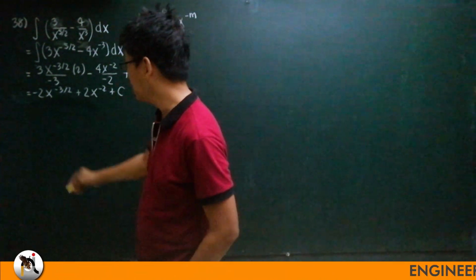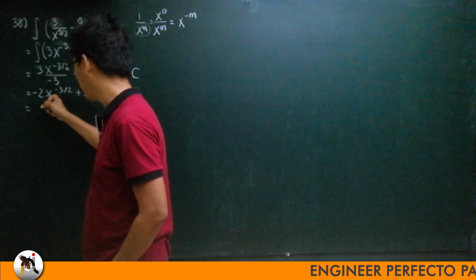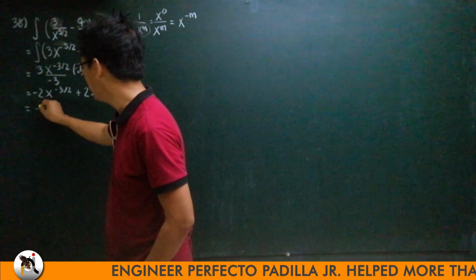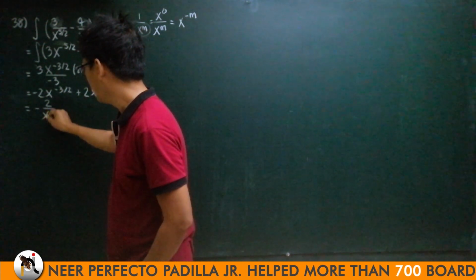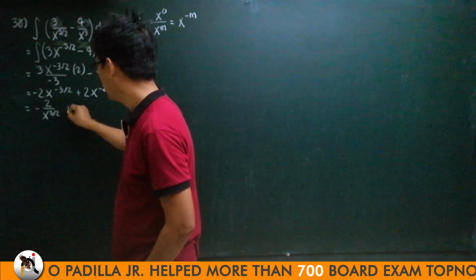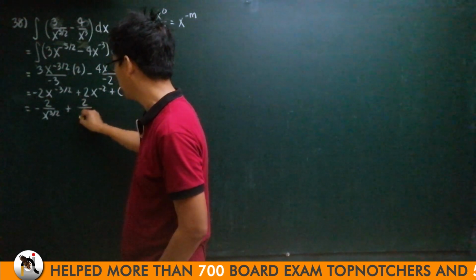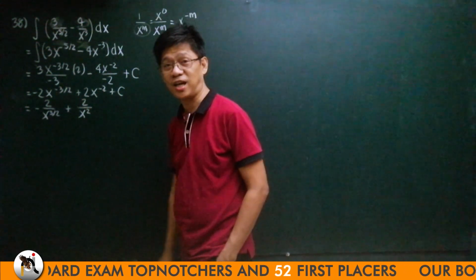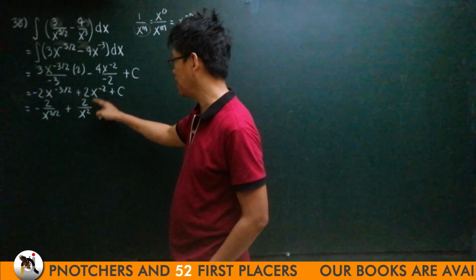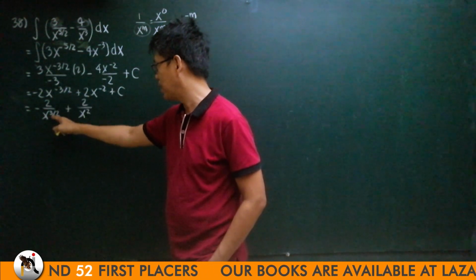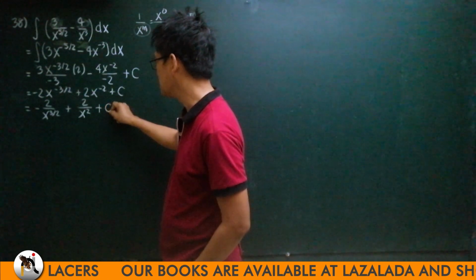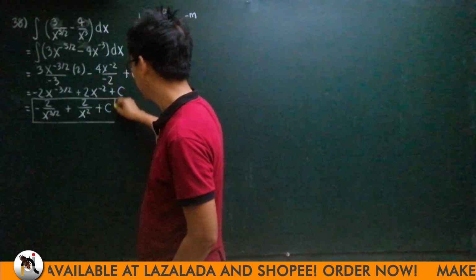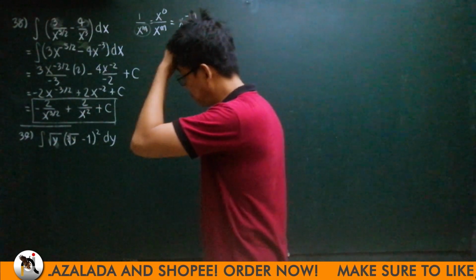So we bring it back to the positive exponent. This time we bring it down. So minus 2 over x to the 3 halves plus 2 over x squared. So when you bring it down, reverse the sign. It will become from negative to positive, plus C. So this is going to be the integral. Okay? What about this one?